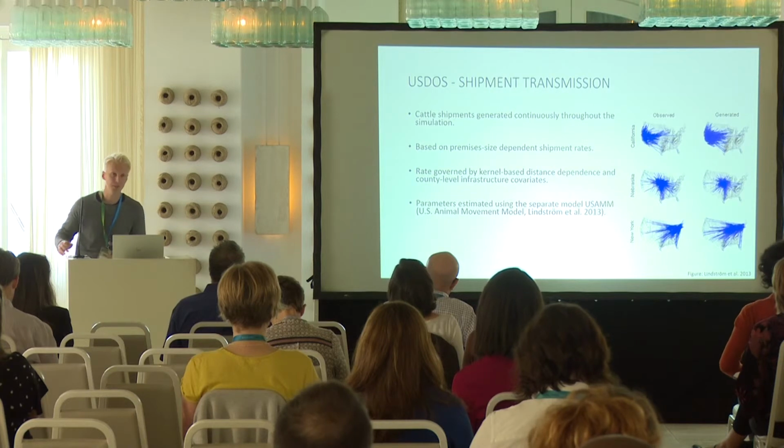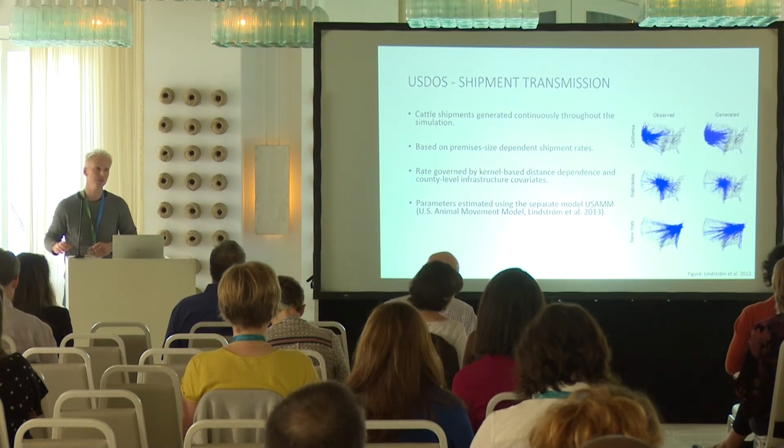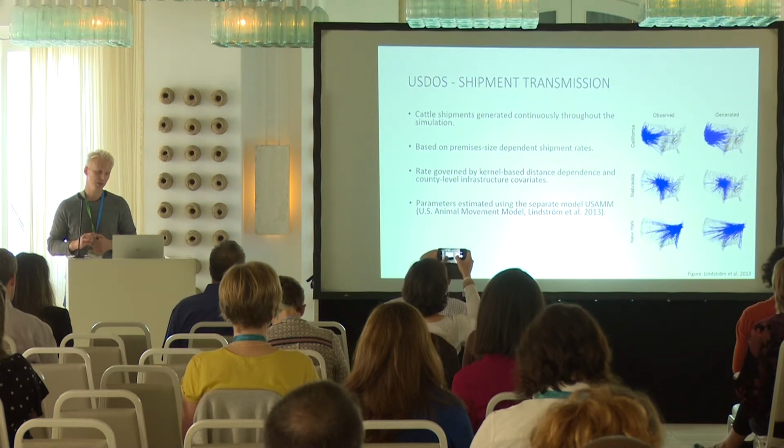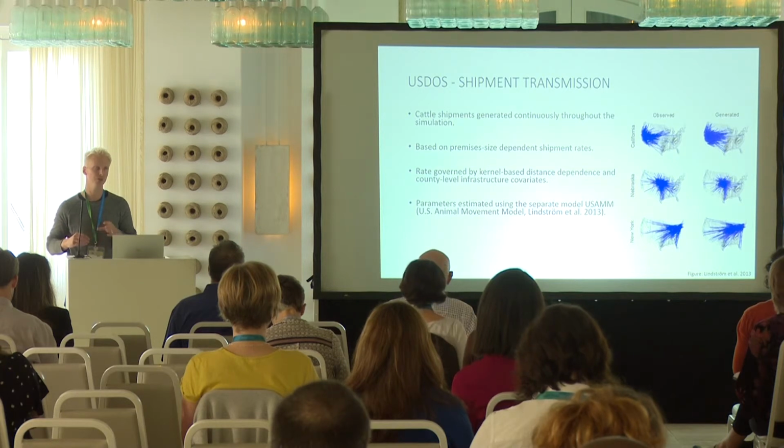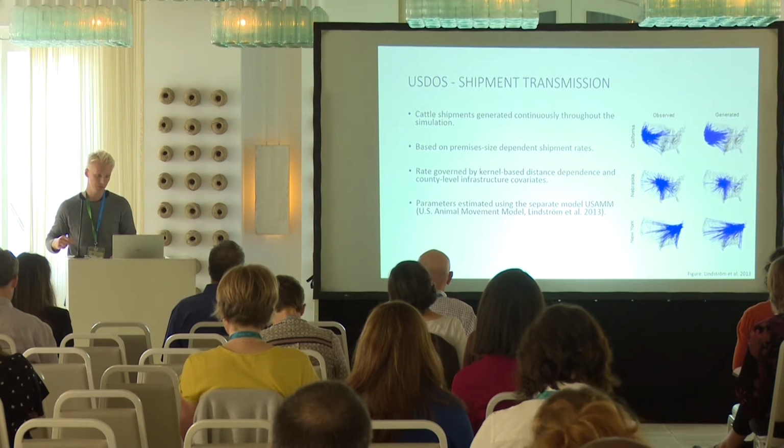For that, we have a separate model called EuFMD, the US Animal Movement Model, which has been published a version of in 2013, but we are working on version 3 right now, and version 2 is almost published. So it's a continuous improvement of this model as well.